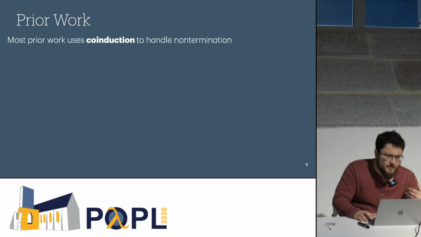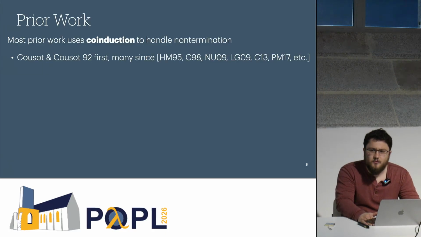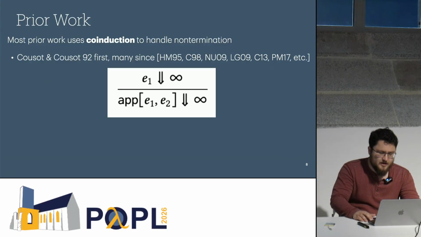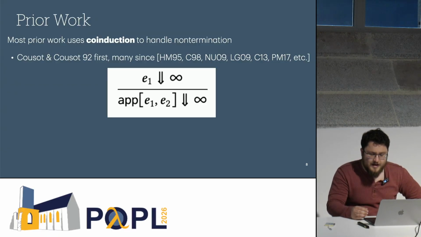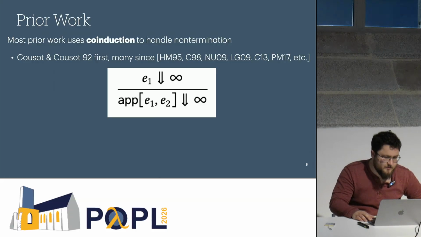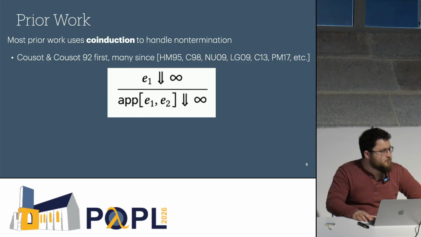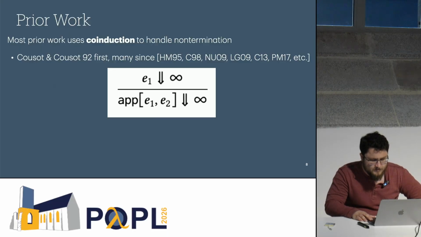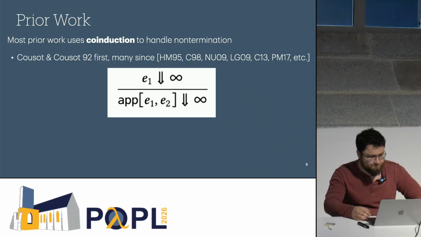The vast majority of it is based on co-induction. And this started at least with Cousot in '92, and many, many more have built upon the same basic idea since then. To give you the basic flavor of this approach, here's just one rule that might come up for function application. To co-inductively establish that an application of the expression E1 to E2 is non-terminating, that's that infinity symbol, it suffices to co-inductively establish that E1 is already non-terminating. And the derivation for E1 would need its own non-terminating premise ad infinitum.